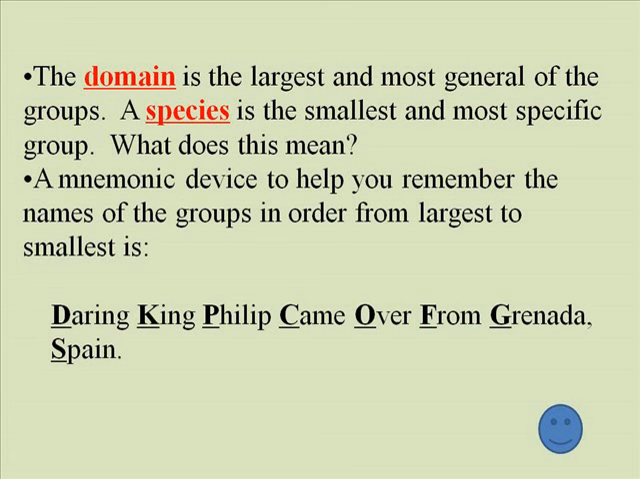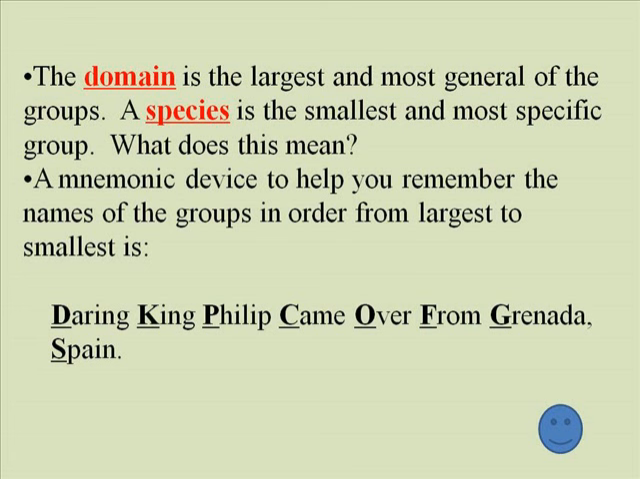Now for the quiz, you do need to know all 8 of these in order from largest to smallest. So I've included a sentence here. It's called a mnemonic device, and that's a sentence where the first letter of each word represents the words you have to memorize in order from largest to smallest. So the one that I learned when I was your age was Daring King Philip came over from Granada, Spain.